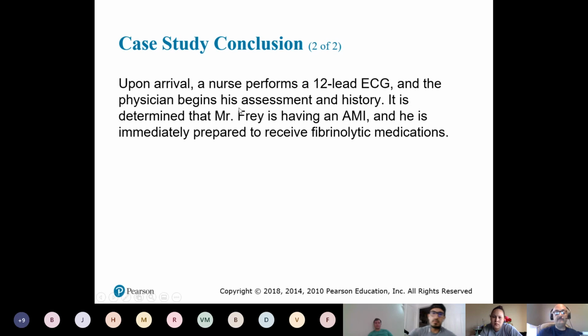They did a 12 lead, and the physician begins his assessment and history. It is determined that Mr. Frey, or Henry, is in fact having an acute MI, and he's immediately prepared to receive fibrinolytic medications. Fibrinolytics are clot busters. They're administered to help break up the clot that's in the coronary artery to reestablish blood flow. Okay.